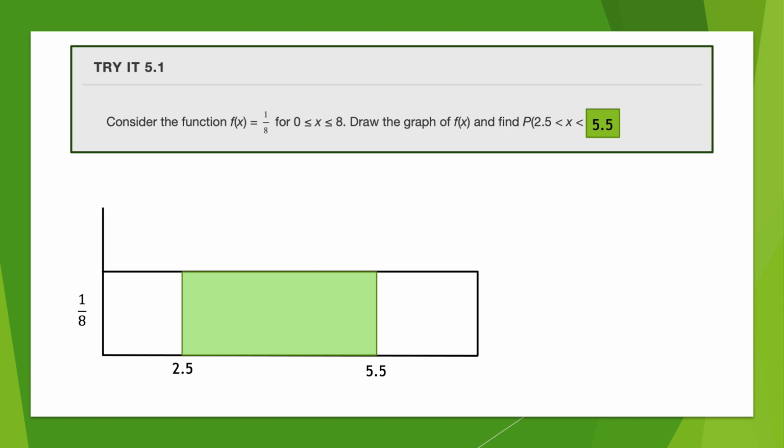All right, so consider the function f of x is equal to 1/8 for x from 0 to 8. Draw the graph of f of x and find the probability this time for 2.5 to 5.5. A chance for you to work that same type of problem we did a moment ago.